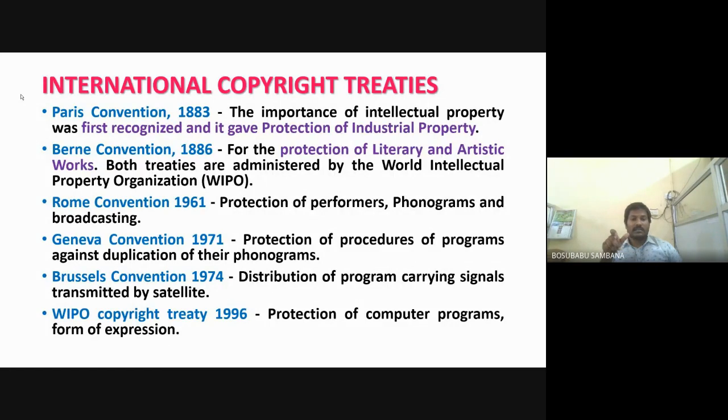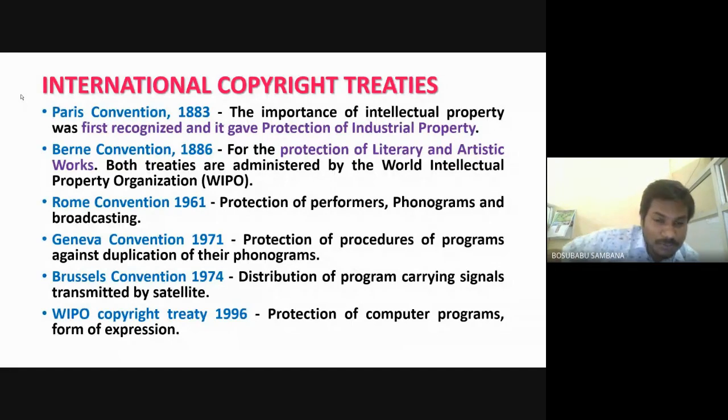Broadcasting mechanism means TV broadcasting, online broadcasting and YouTube broadcasting. So many things are there. When you upload any video to a YouTube channel, the platform asks whether you have any copyright issues or broadcasting issues. Okay, this is the convention. Next, the Geneva Convention in 1971, protection of producers of phonograms against duplication of their phonograms. And the Brussels Convention 1974, on the distribution of program-carrying signals transmitted by satellites.